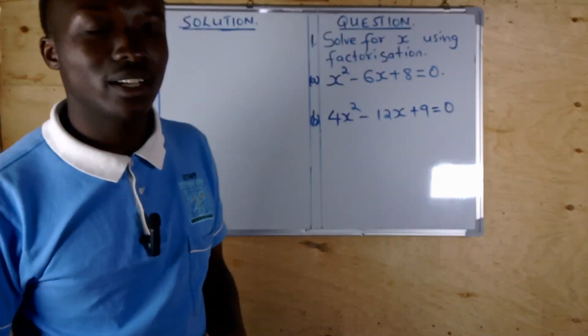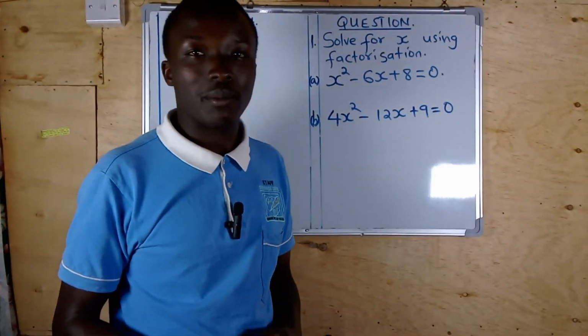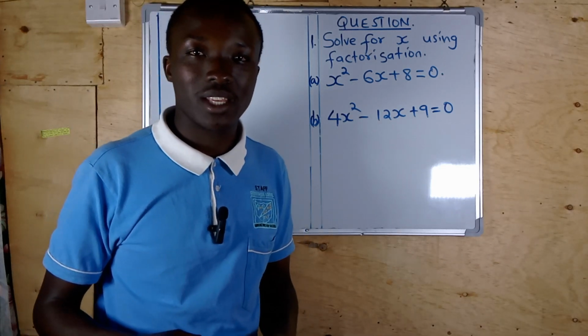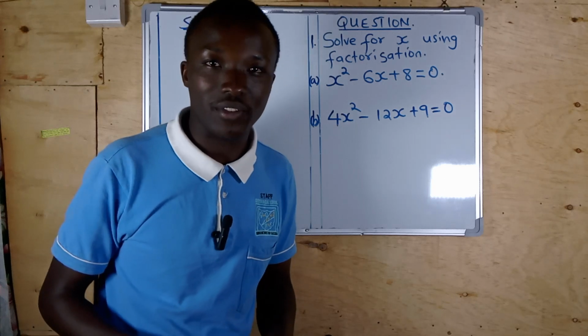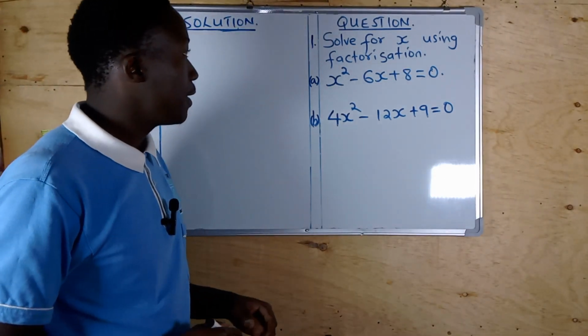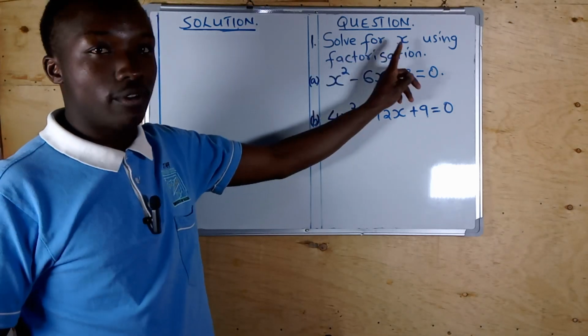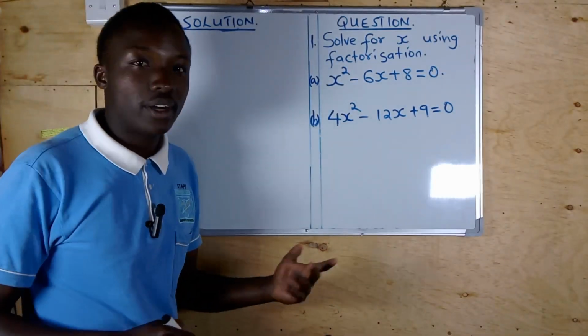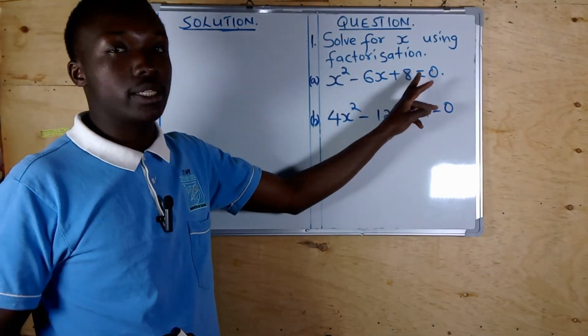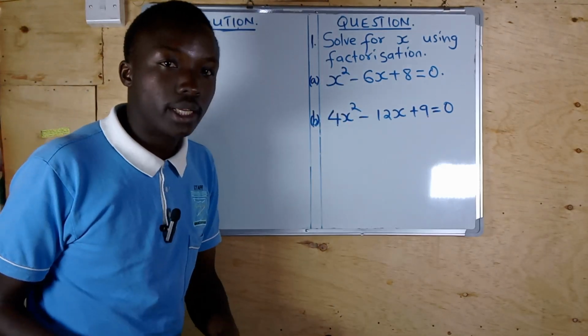As I promised earlier, we are going to be doing mathematics, simplifying mathematics better and better each and every day. So today there are two questions I want us to solve here, and we are supposed to solve the value of x. Our first question is x squared minus 6x plus 8 is equal to 0. So quickly, let's go to our solution.